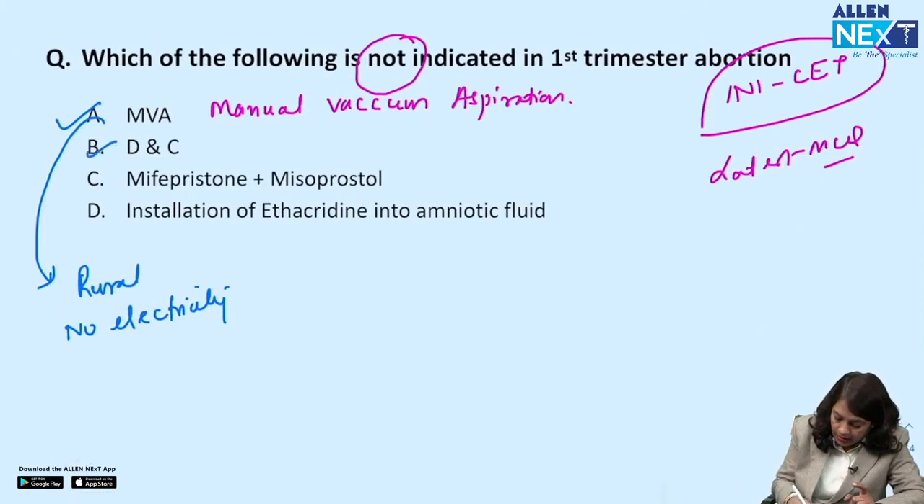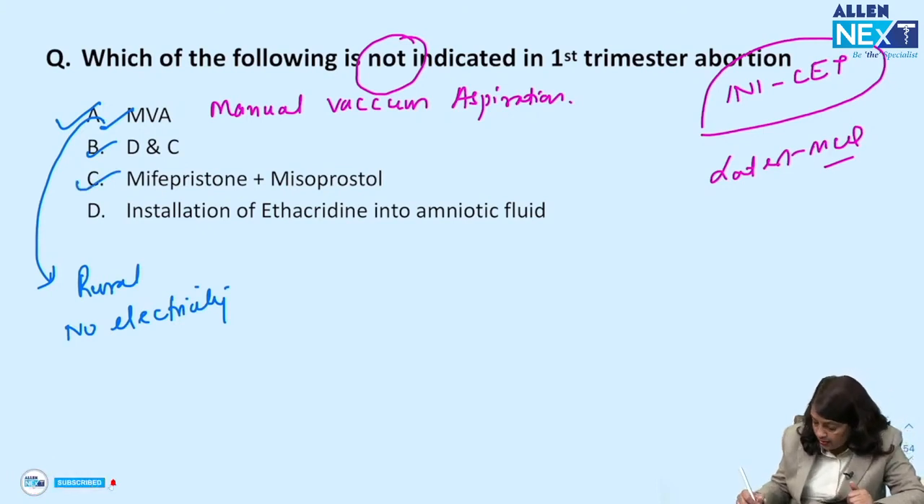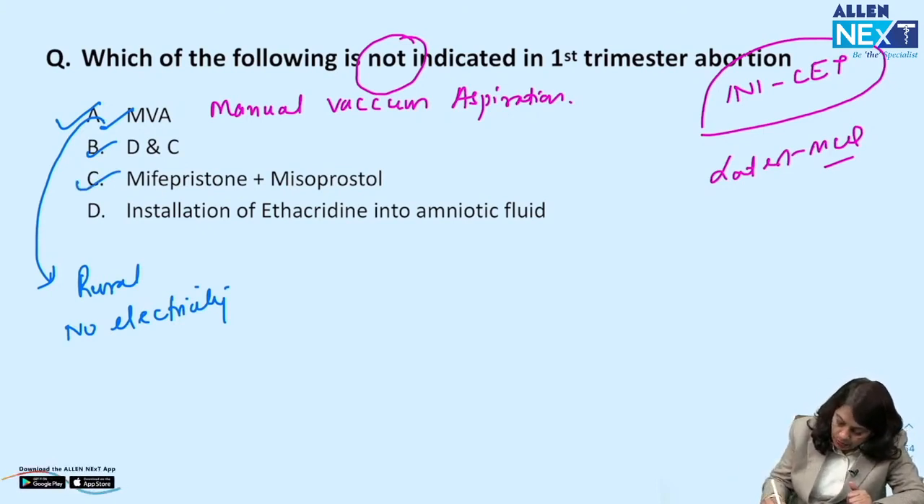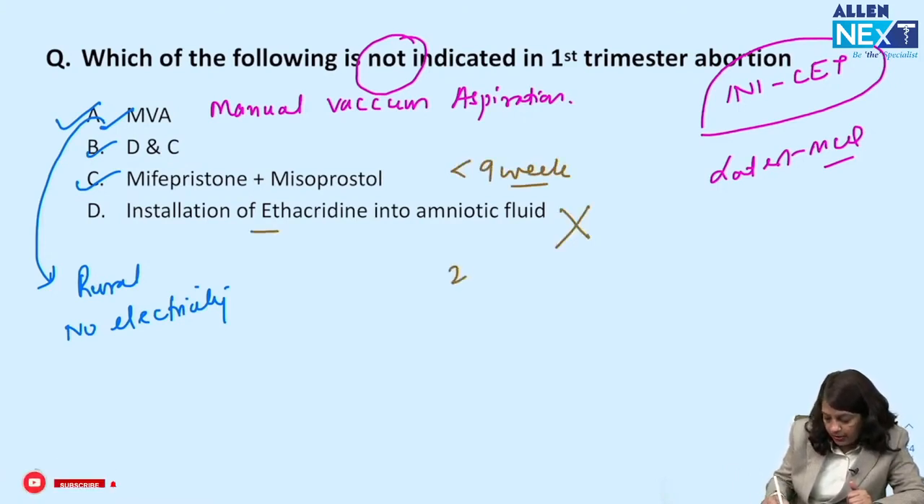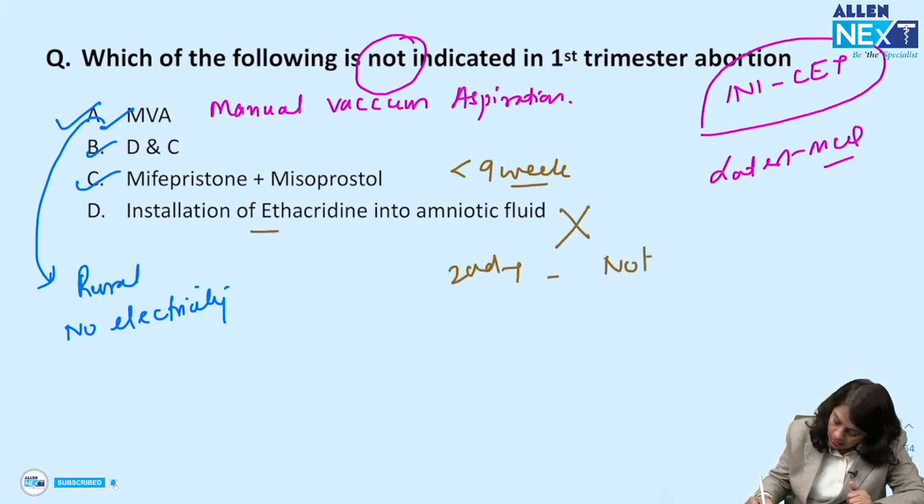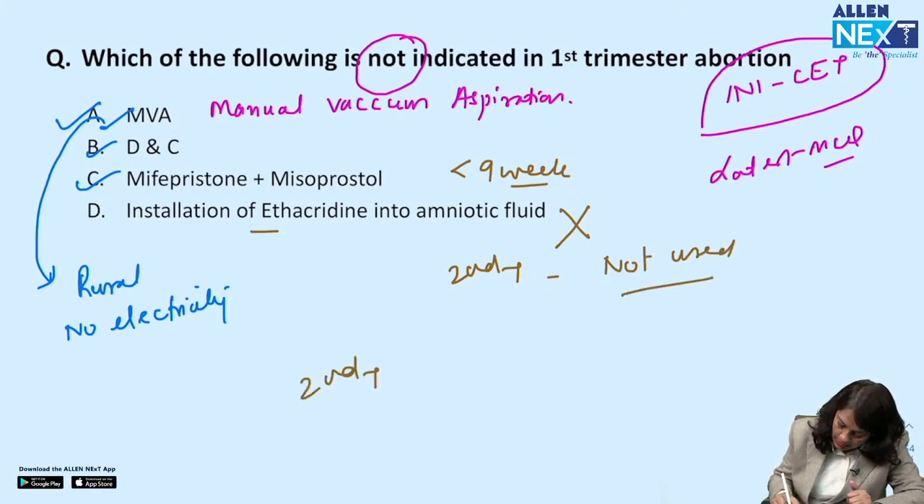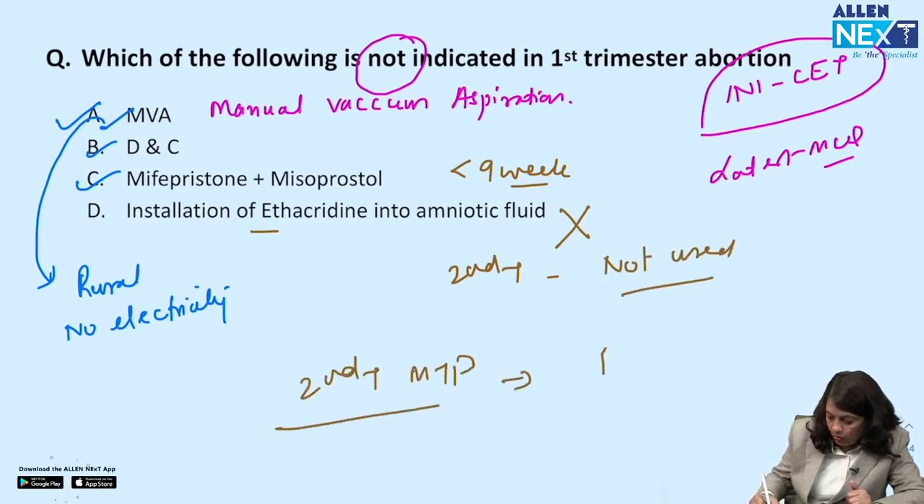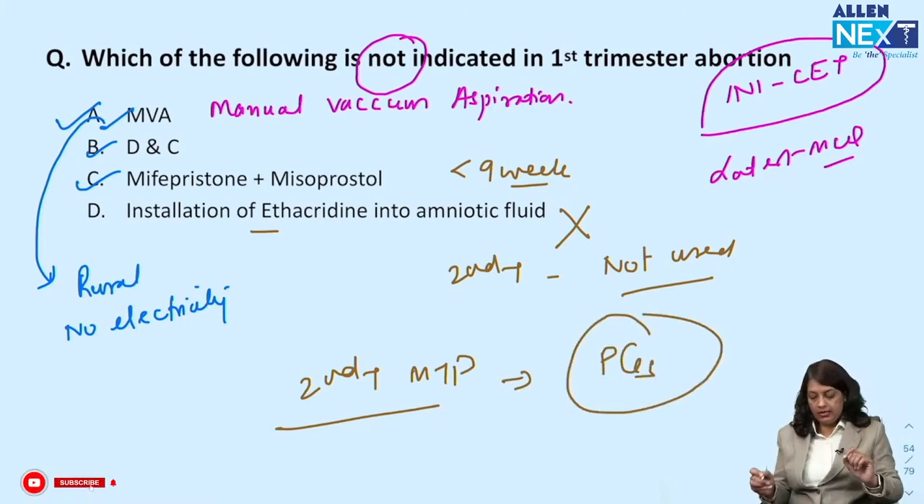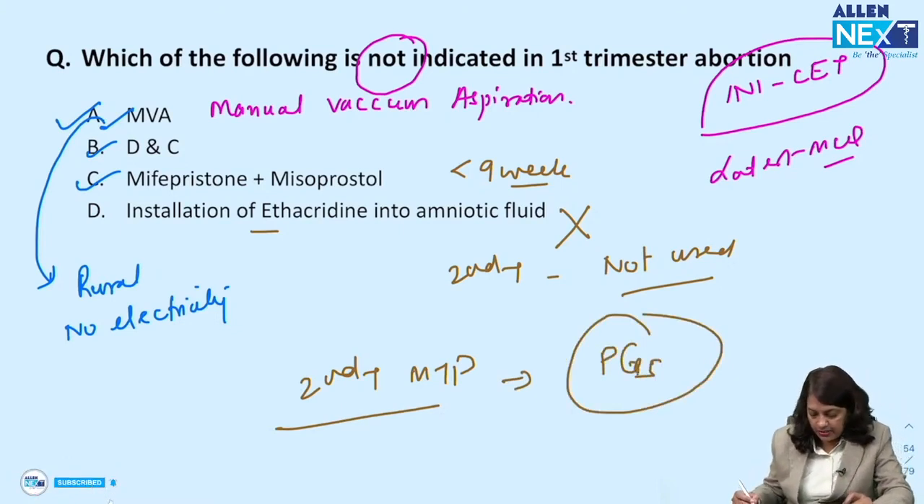DNC is always a method for first trimester MTP. Mifepristone and misoprostol is used for first trimester MTP up to 9 weeks only. So ethacridine lactate was a method for second trimester but not used. For a second trimester MTP, the only method used is prostaglandins, which is safe and the effect is very, very good. So ethacridine lactate आजकल यूज नहीं करते हैं. ठीक है. So I hope this is clear to you.